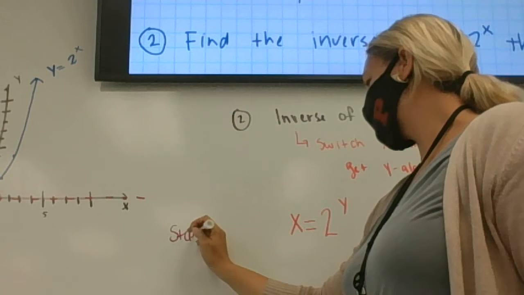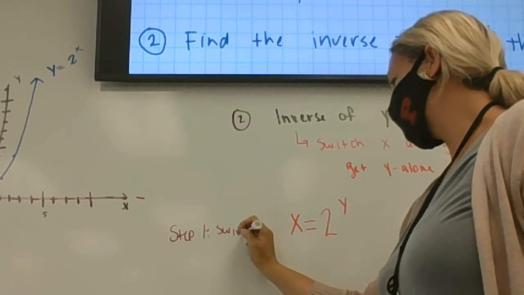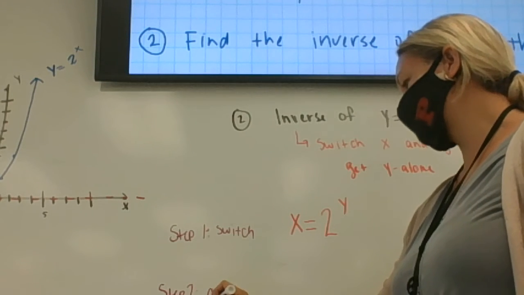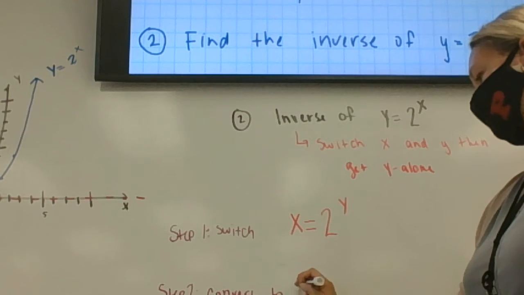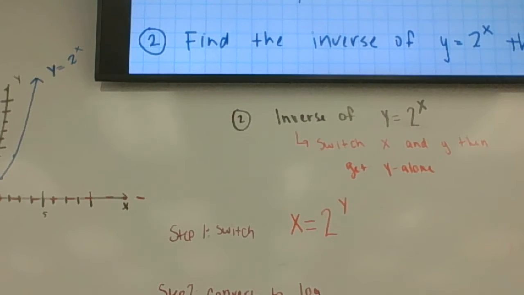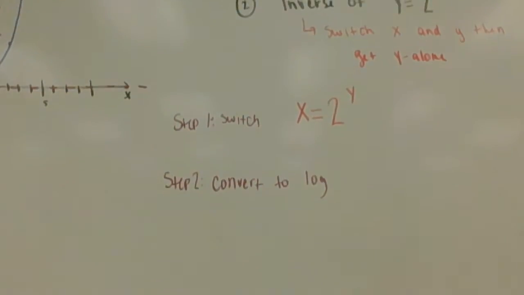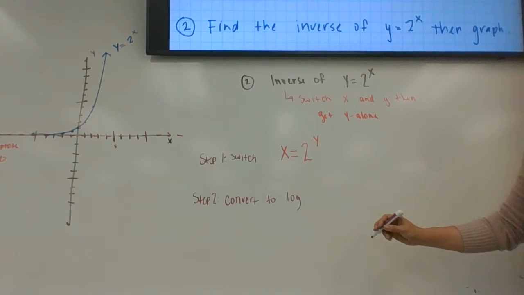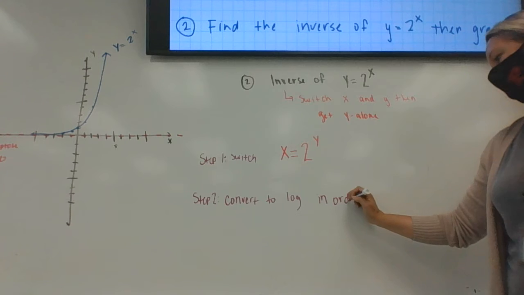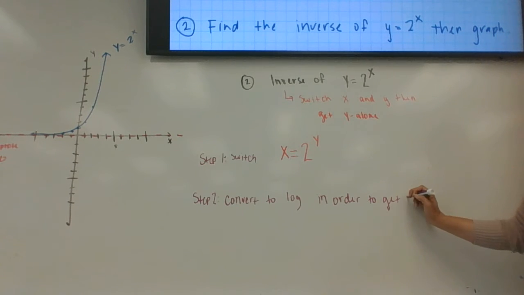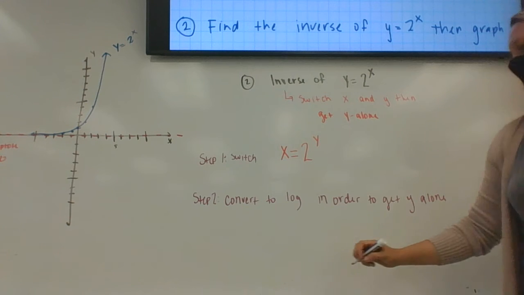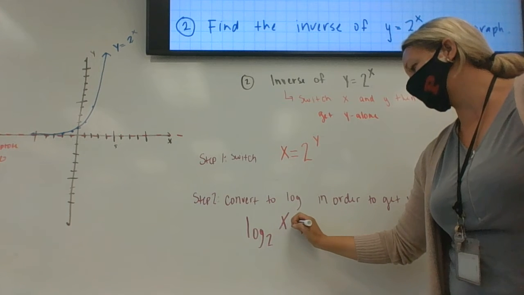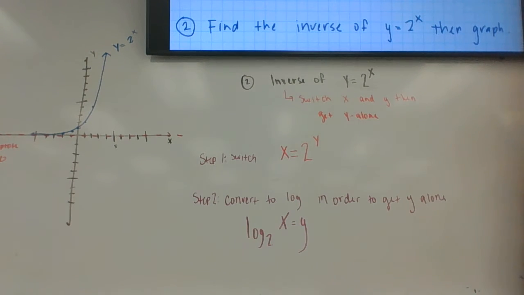So if you want to write steps, I did in the video. Step 1 is to switch. Step 2 is to convert to log form. And the reason you convert to log form is because logarithms solve for exponents, and we need to solve for y. So the only way to solve for y as an exponent is to put it in log form. So it would be log base 2 of x equals y. That's converting.